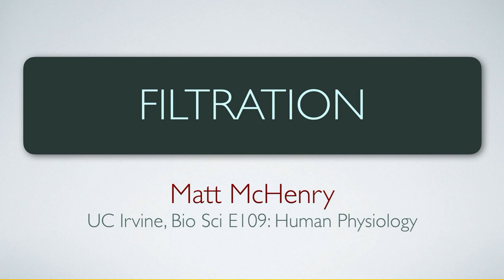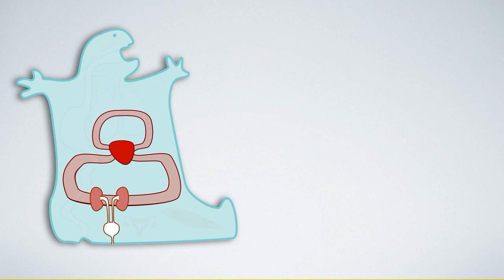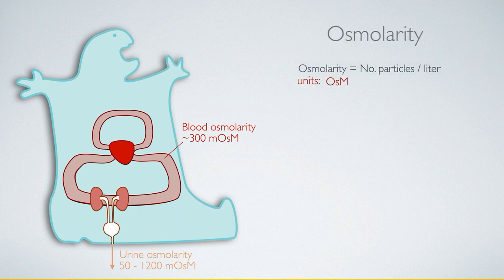Now we're going to turn our attention to the urinary system. The urinary system has a variety of functions, but we're going to start by focusing on how it allows for the concentration of dissolved particles in the blood to remain constant. Now we measure the concentration of dissolved particles with the osmolarity. What's osmolarity? Well, it's quite simply the number of particles per liter.